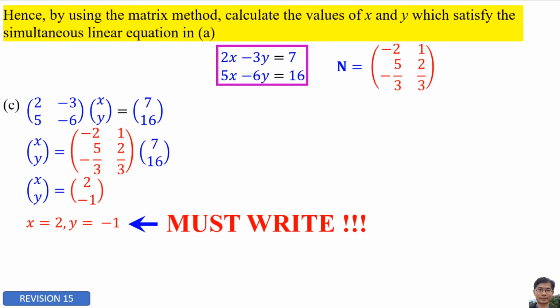And you must write this line. This line equals 2 marks.